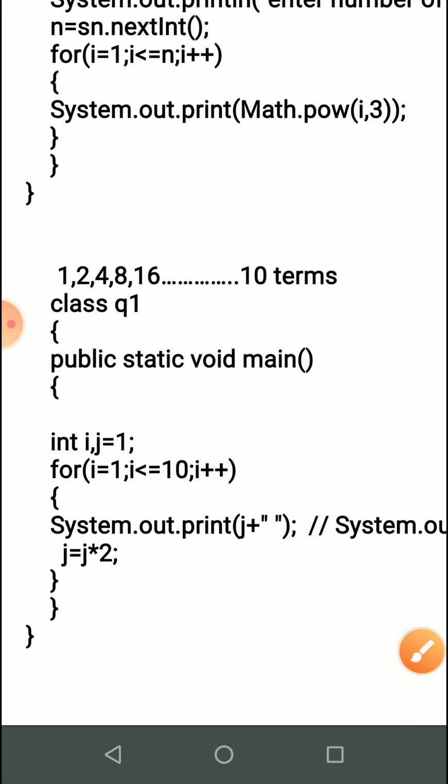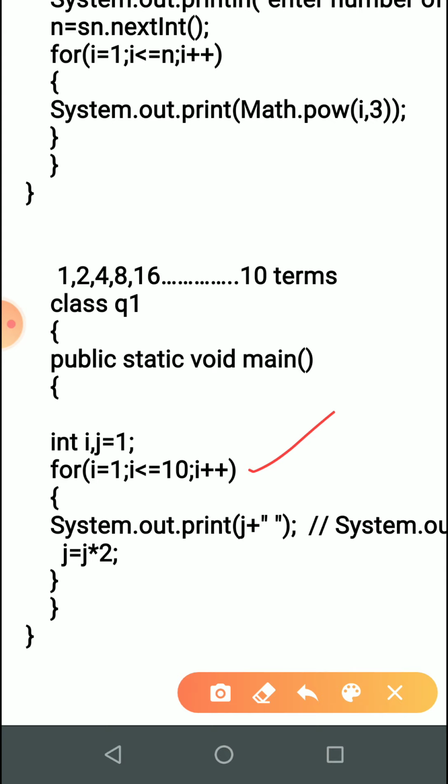The first way, we have to generate 10 terms, so this loop is executing 10 times. Now look at the value of j. j is initially 1, so this will display 1. Then the statement is j equal to 2 into j. So 1 into 2 becomes 2. Next time it will display 2, then 2 into 2 is 4. Next time it will display 4, and after displaying 4, 4 into 2 is 8.